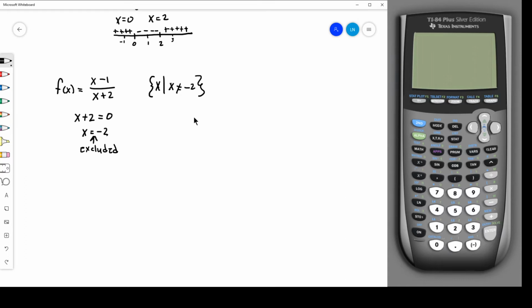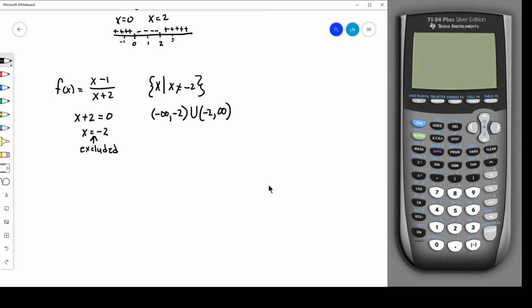Now this happens to be one that's easier to write as a set. If you wanted to write this as an interval, you would have to write two intervals that exclude negative 2, right? So you would go from negative infinity up to negative 2, not including negative 2, union, and then negative 2 again, not including negative 2, to positive infinity. Again, the choice is yours which way you write it. In this case, I think set notation is a little bit easier. I tend to think set notation is always a little bit easier.